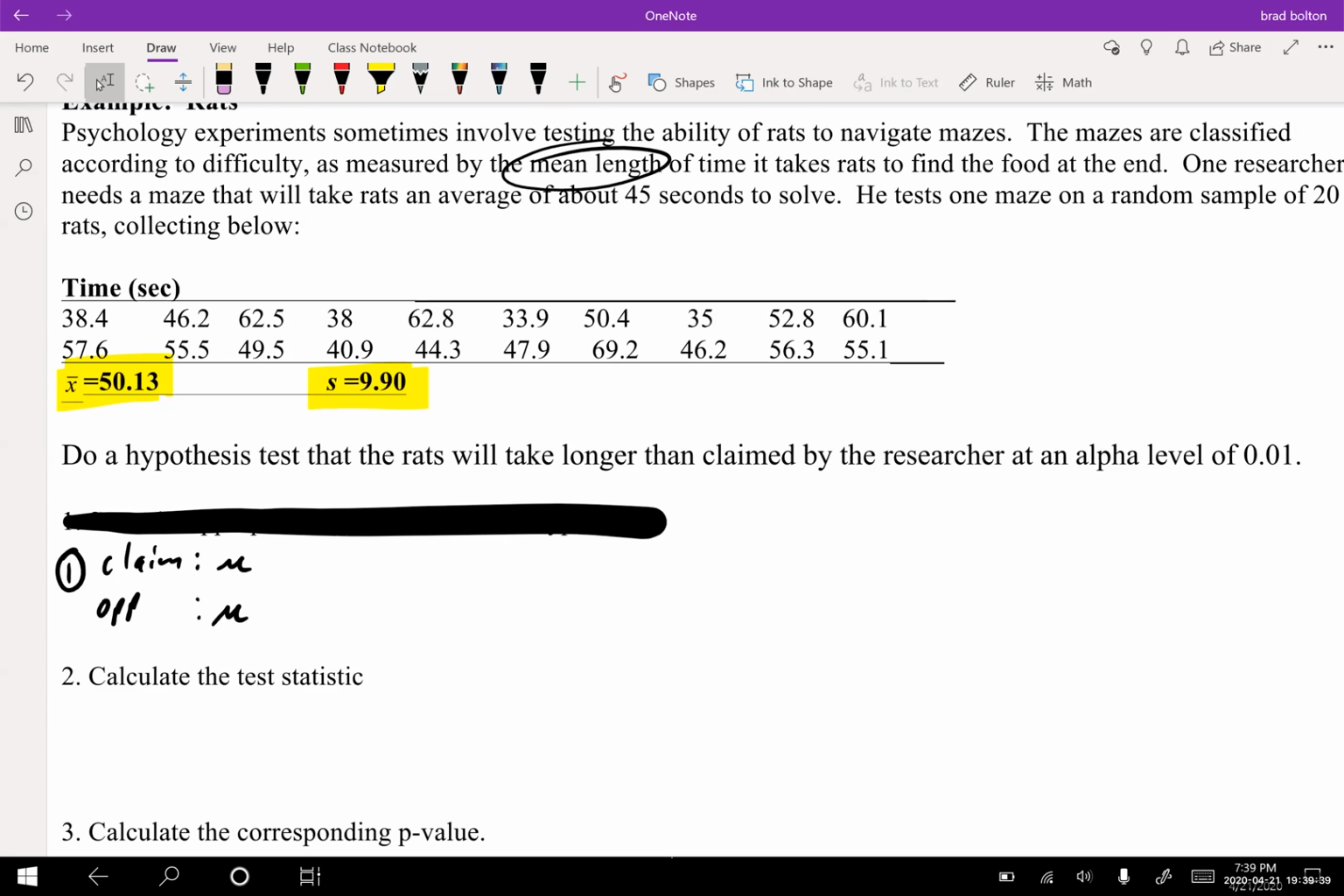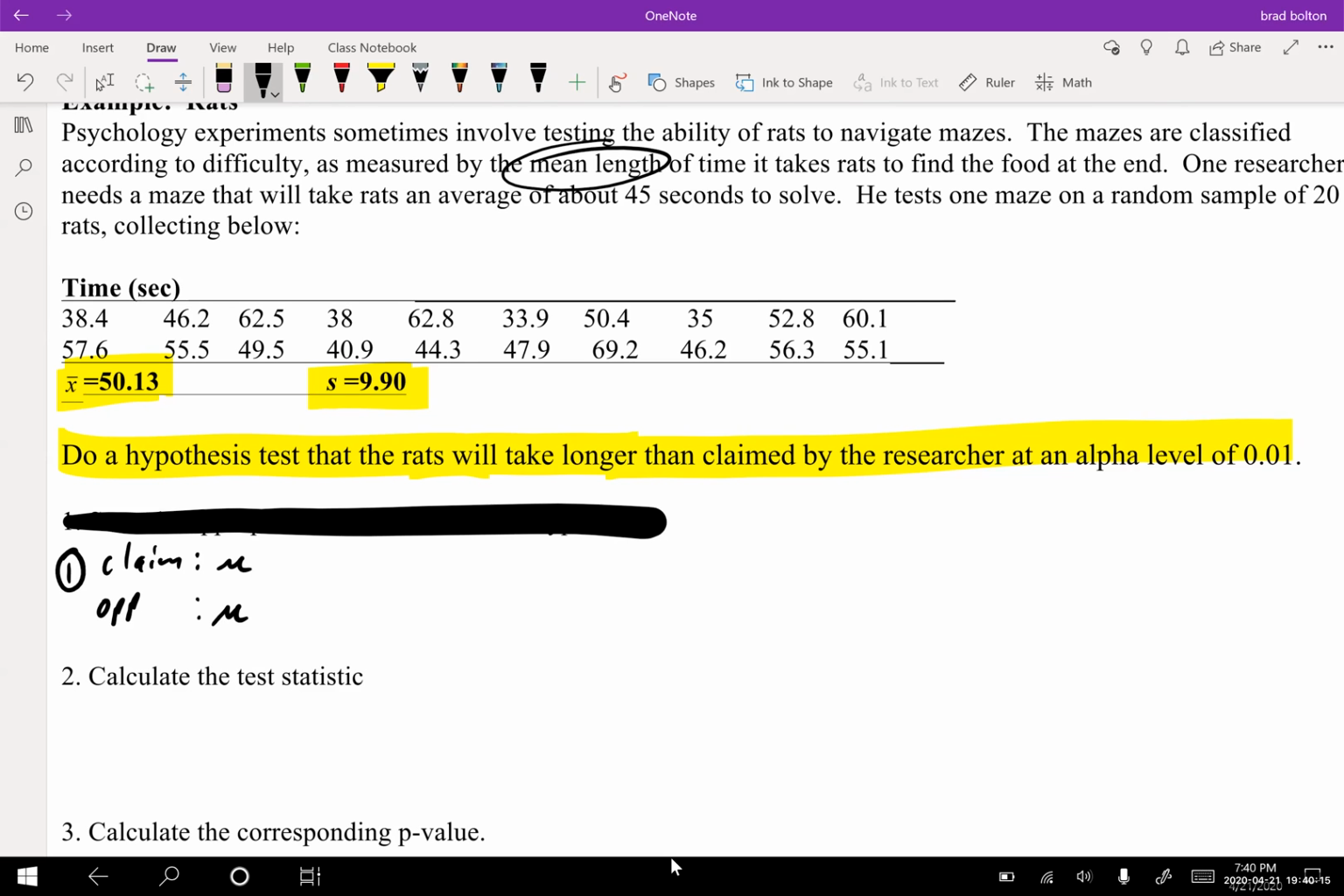So this is going to be, I'm going to say 45 seconds to solve or longer. One researcher needs the maze that will take the rats. Do a hypothesis test, oh yeah, I'm sorry. Right here, will take longer than claimed by the researcher. So do a hypothesis test that tests whether rats will take longer than claimed by the researcher at an alpha level. I didn't read this last sentence here, so this is important, okay? So it says, do a hypothesis test that the rats will take longer than claimed, okay?